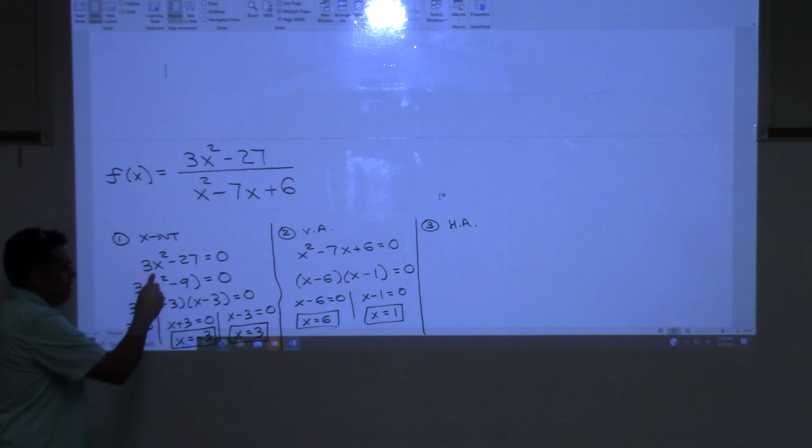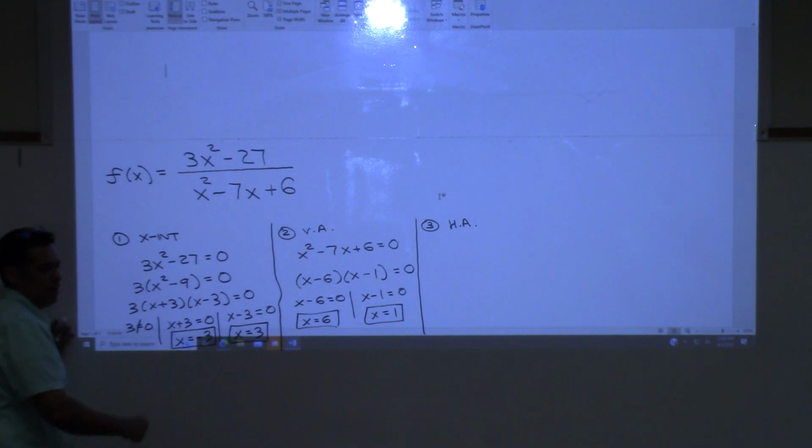When you pull a 3 out of that, you're left with x squared. When you pull a 3 out of this or divide by 3, you get 9, right? And then this you have to recognize as that very special difference of squares, which breaks down to be those two. Does that make sense?